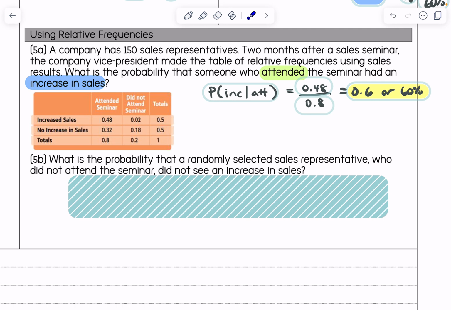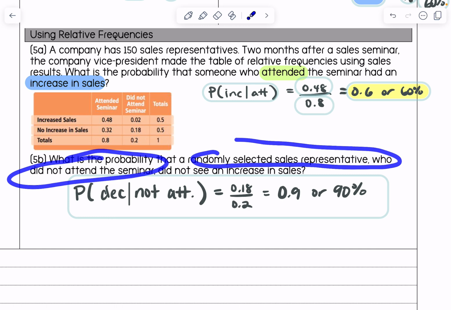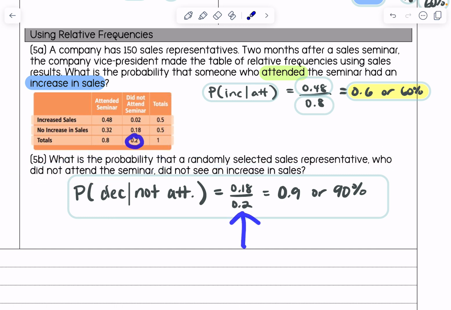All are equivalent. 5B. What is the probability that a randomly selected sales representative did not attend the seminar and did not see an increase in sales? Did not attend the seminar, did not see an increase in sales, that's 0.18. And then for the denominator, we're looking at a randomly selected sales representative who did not attend the seminar. So we're looking at people who did not attend the seminar. That's why it's 0.2 in the denominator. If you were to put that in your calculator, it'll be 9/10 or 0.9. And then 9/10 multiplied by 100 is 90%.